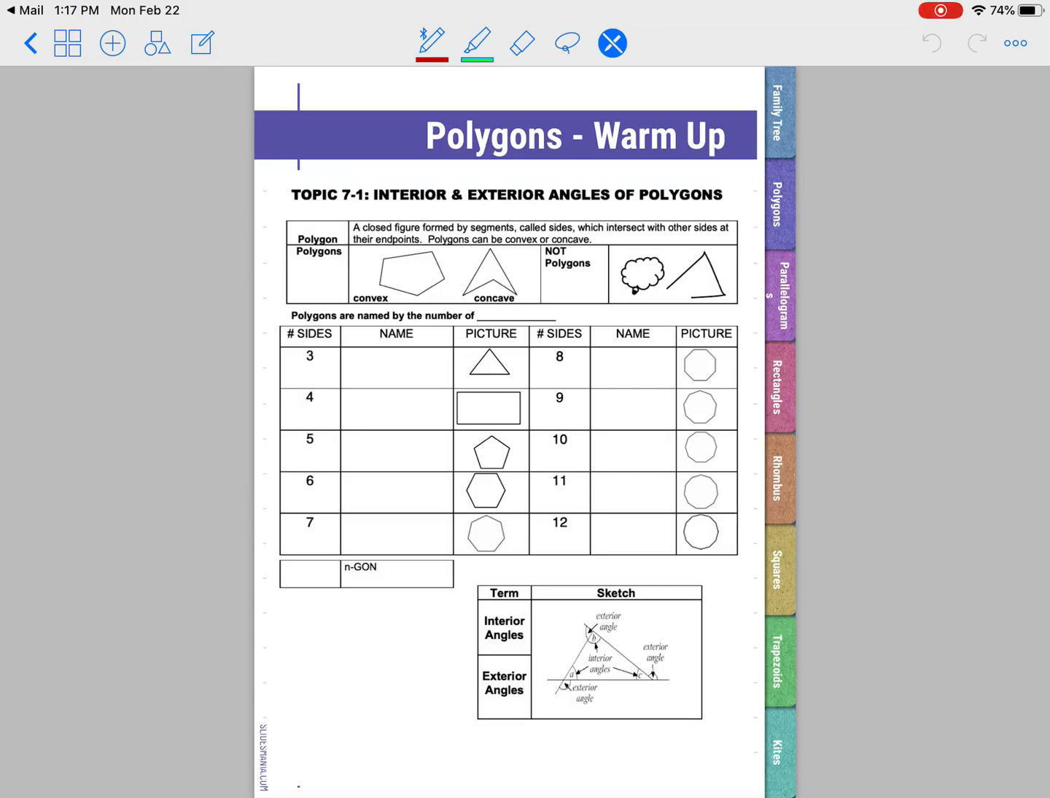Okay, let's talk about polygons for a little bit. We know that a polygon is a figure. It's got to be closed, which means there's no openings. All the sides connect together. There's no curved surfaces, so circles are not included in this list because it all has to be straight sides using line segments. And these can be either what's called concave or convex.